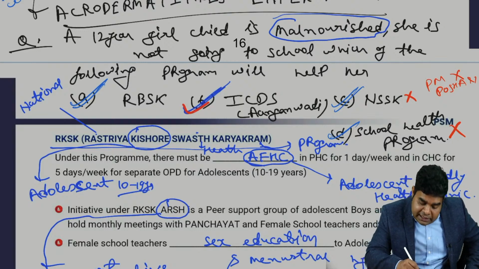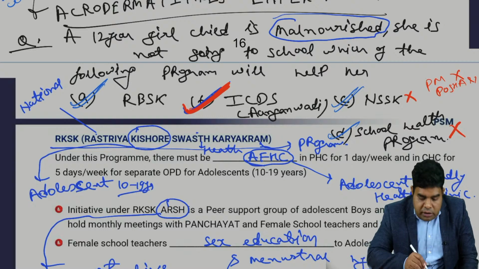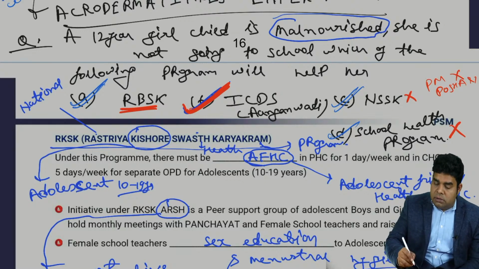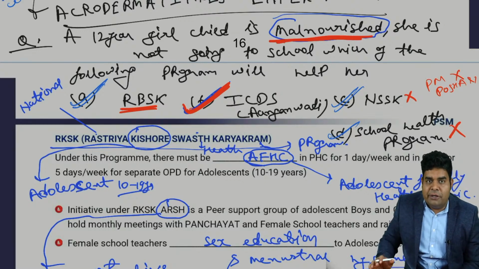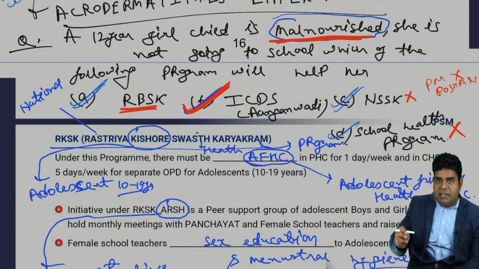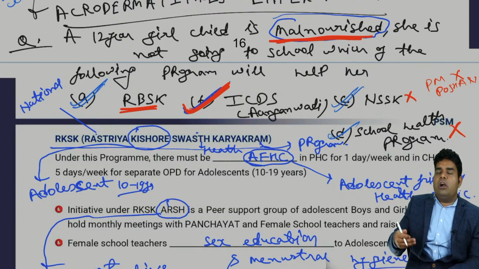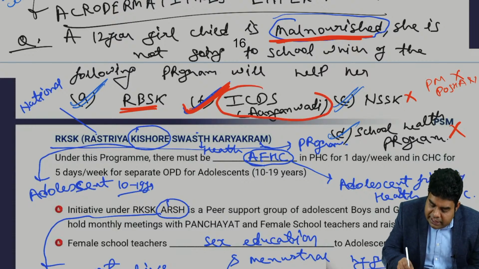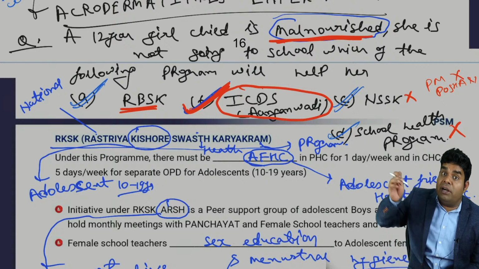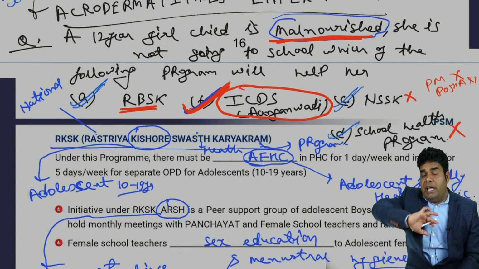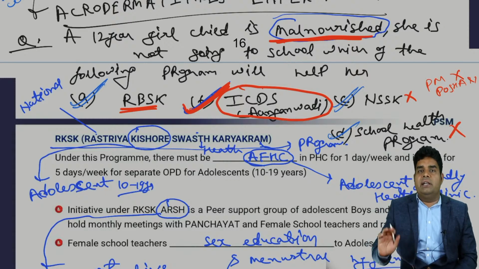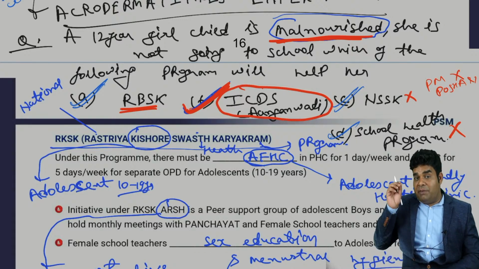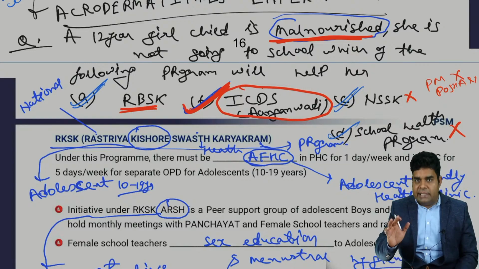Answer is ICDS. Why ICDS? Why not RBSK? In RBSK, we are doing screening, and she is already detected as malnourished. So she does not need screening, she needs food. In RBSK, we can also treat some simple illness, but malnourishment cannot be treated by drugs. Malnourished children need proper nutrition for treatment, and nutrition will be given in Anganwadi under the ICDS program. So if you find the word malnourished written in the question, answer is ICDS. If they remove malnourished and only say that a 12-year-old girl is there and she is not going to school, which program will help her, then RBSK can be the correct answer. But if they have written the diagnosis, that is malnutrition, answer will be ICDS.